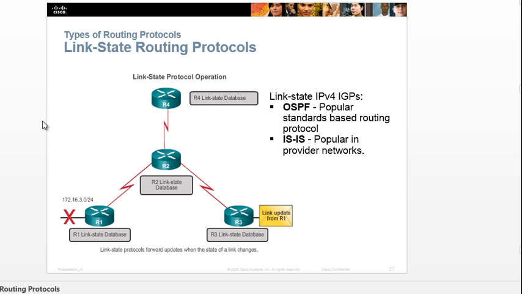Here's an example of a link state protocol. We're dealing mainly with IPv4 at this point, so OSPF is a popular one, and IS-IS is popular in provider networks, so your ISPs like to use that one.